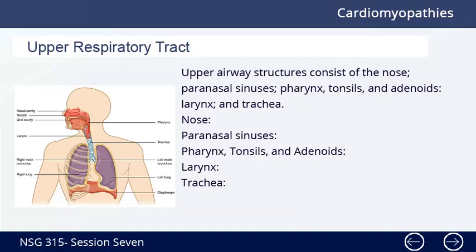The nose is composed of the external and internal portion. The external portion protrudes from the face and is supported by nasal bones and cartilage. The inner portion of the nose is a hollow cavity separated into the right and left nasal cavities by a narrow vertical divider, the septum.